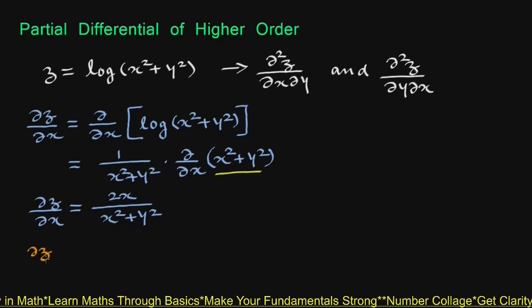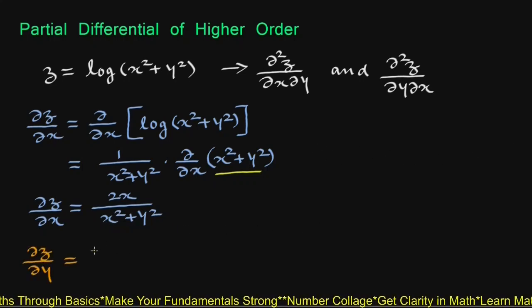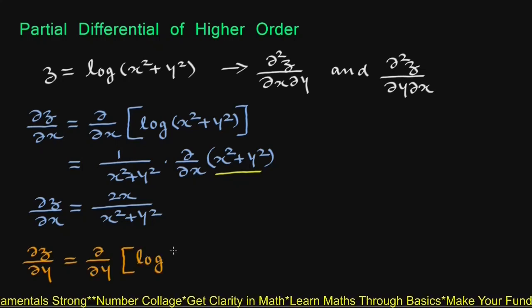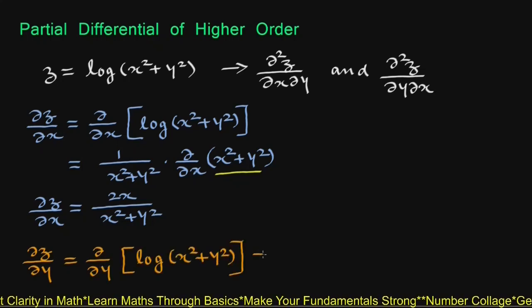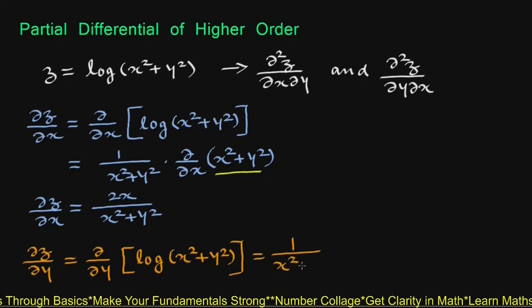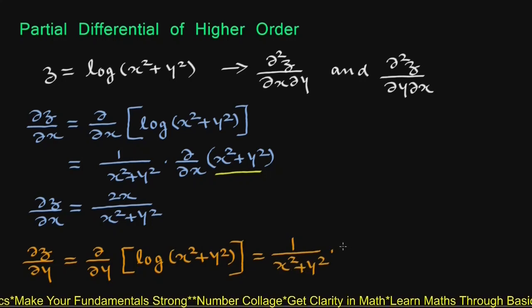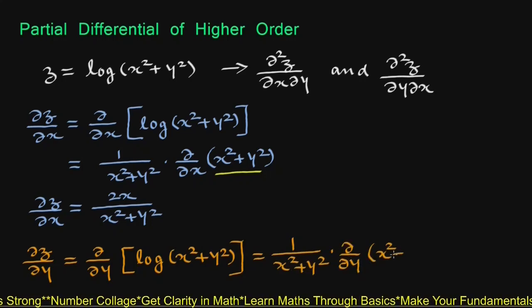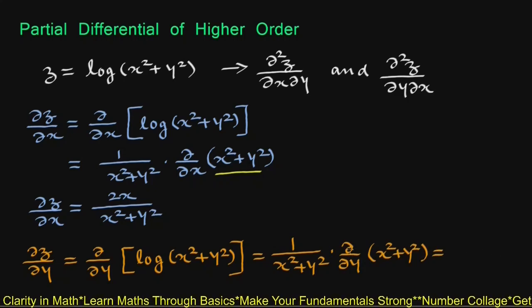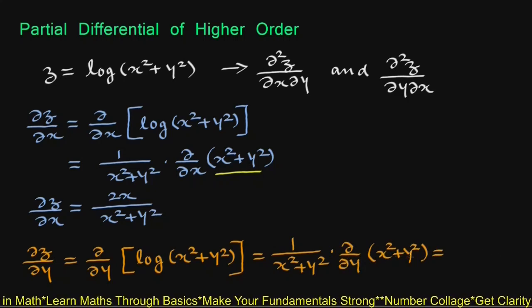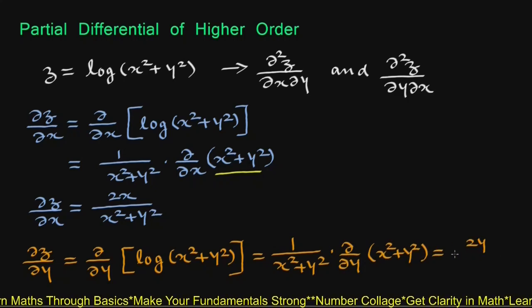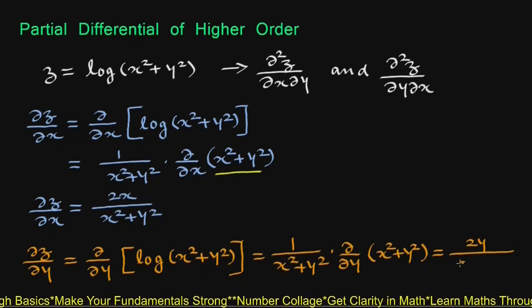Next we find ∂z/∂y, which is ∂/∂y of log(x² + y²). That will be 1/(x² + y²) into ∂/∂y of (x² + y²), which will be 2y upon x² + y².